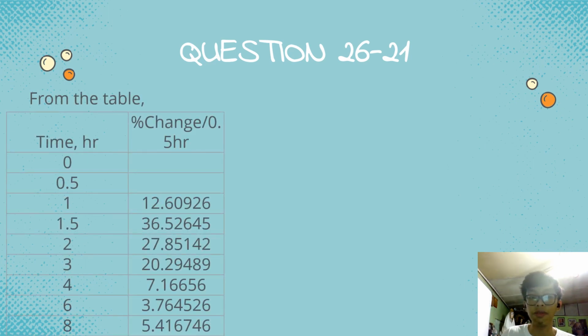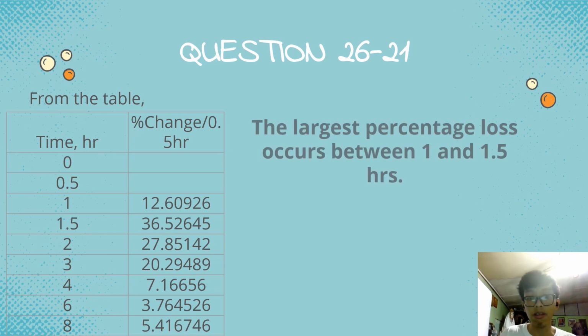Now from the table, you have here the time in hours and the percent change per 0.5 hour. We are now tasked to find which of these gives the biggest percentage loss of ibuprofen in the blood samples of the rats. Looking at the table, the largest percentage loss occurs between 1 and 1.5 hours because the value here is 36.52645, and that value is the largest value in all of the tabulated values given on this table. Thus, the largest percentage loss occurs between 1 and 1.5 hours.